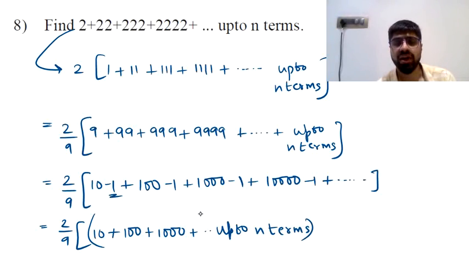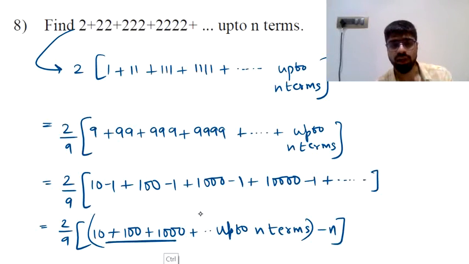In a similar way, we have minus 1, minus 1, minus 1, minus 1, also n times only. But minus 1, minus 1, minus 1, minus 1 n times will be equal to minus n. So that's what we finally have. And now if you check this sequence very carefully, it is a GP.